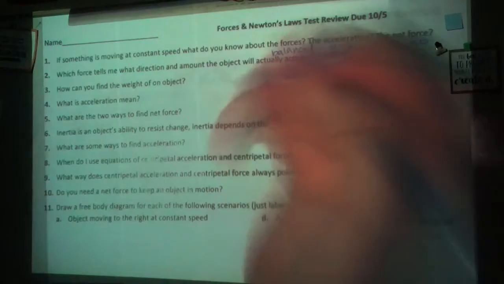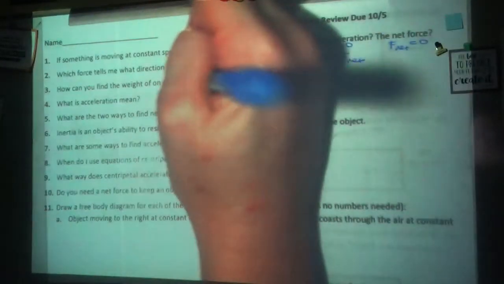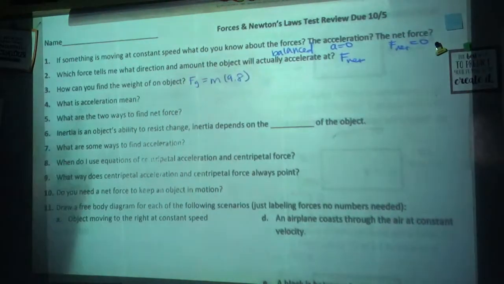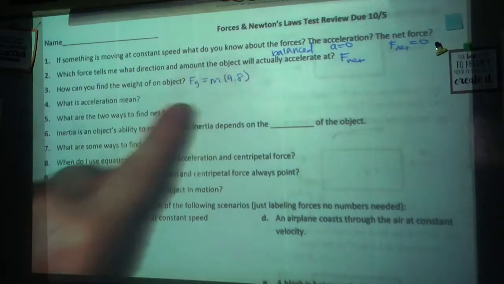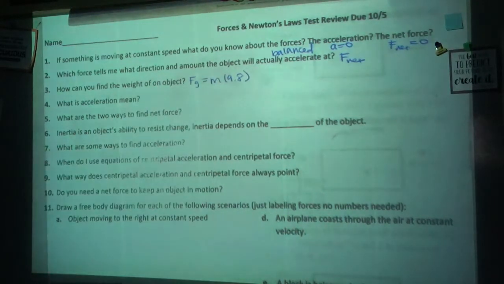The weight of the object, when I ask you for the weight, I'm asking for the force of gravity. You find the force of gravity by mass times 9.8. And you know the difference between weight and mass because mass is measured in kilograms, whereas weight is a force, so it's measured in newtons.